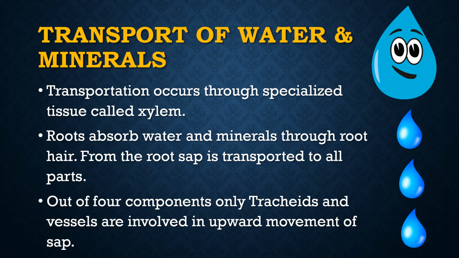And xylem has four components, that is tracheids, vessels, xylem parenchyma and xylem fiber. Out of these four components, only two, that is tracheids and the vessels, are involved in the upward movement of sap. Sap means water plus minerals.